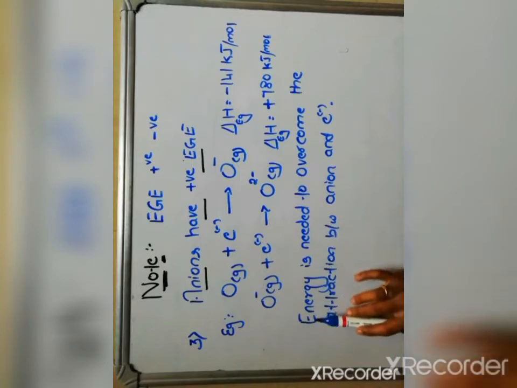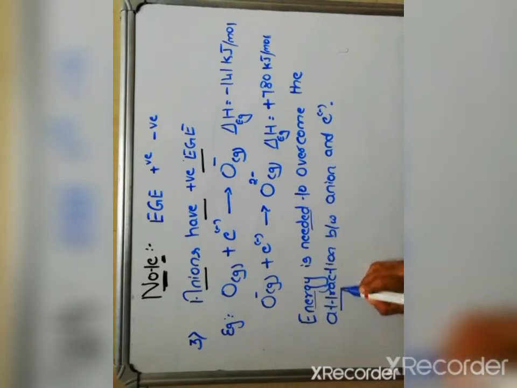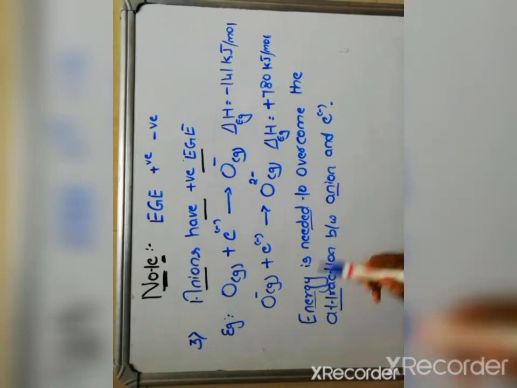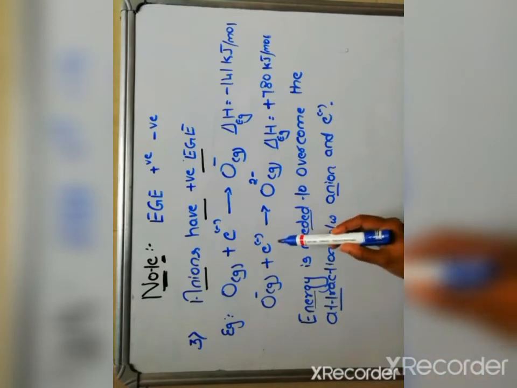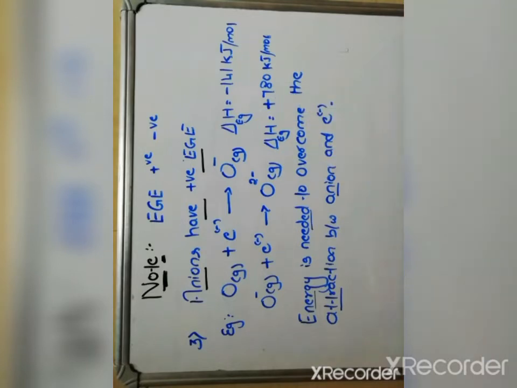For that reason, we can say that here, energy is needed to overcome the attraction between the anion and electron. So we have to supply energy. When energy is supplied, that is, when it is absorbed, the delta H value will become positive. For that reason, we can say that anions have positive electron gain enthalpy.